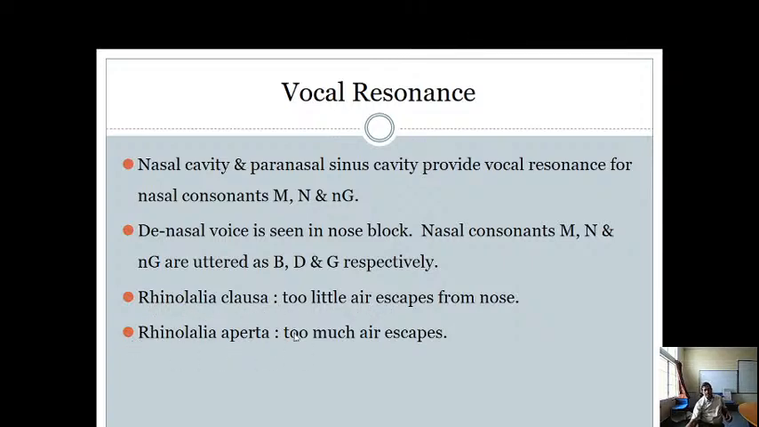And there is another condition which is called rhinolalia aperta, where too much air escapes into the nasal cavity. We see it in conditions where there is palatal paralysis, or sometimes velopharyngeal insufficiency. Okay? And sometimes when there is a cleft palate, a congenital condition, the air directly goes into the nasal cavity, and too much air into the nasal cavity produces a peculiar kind of voice which is called rhinolalia aperta.